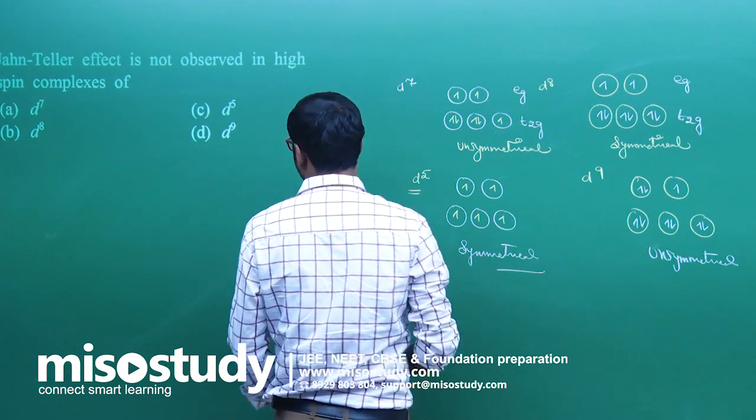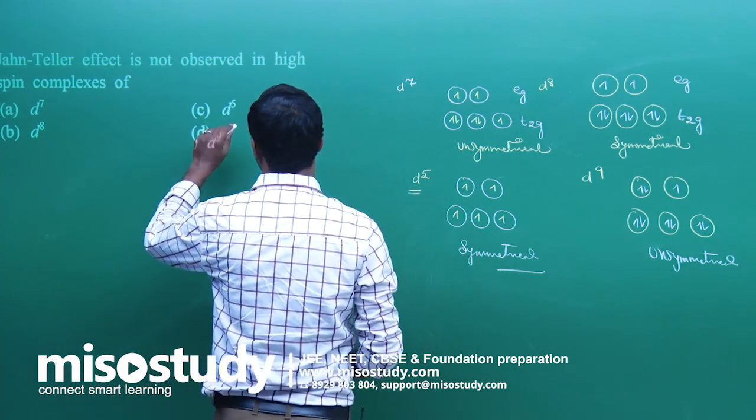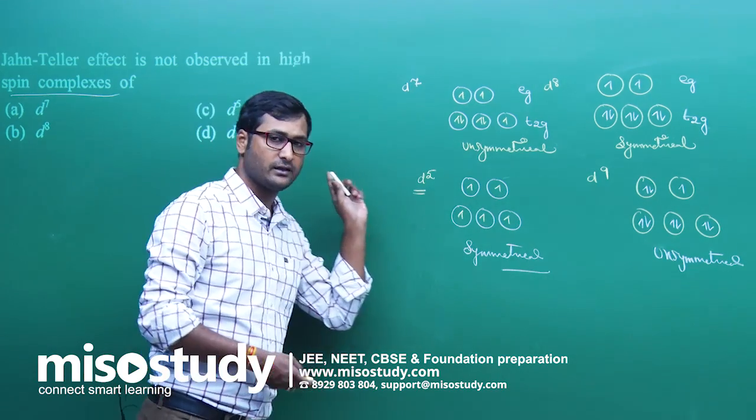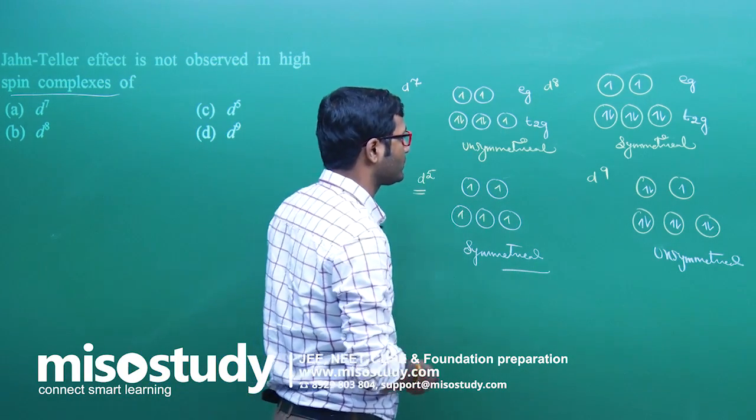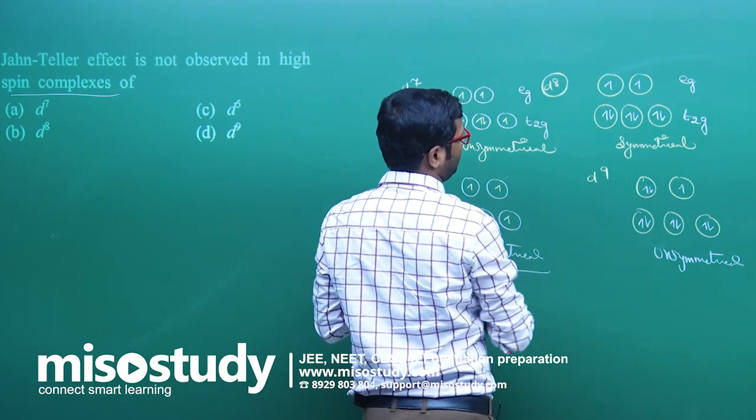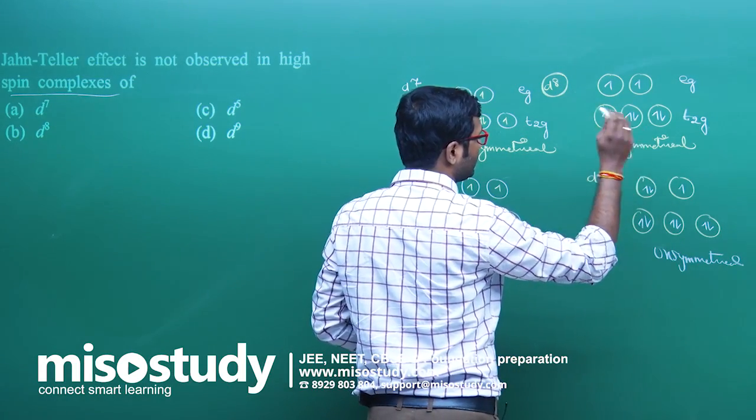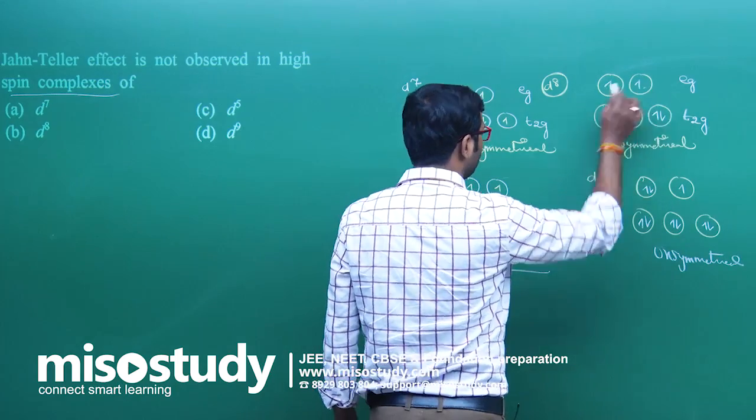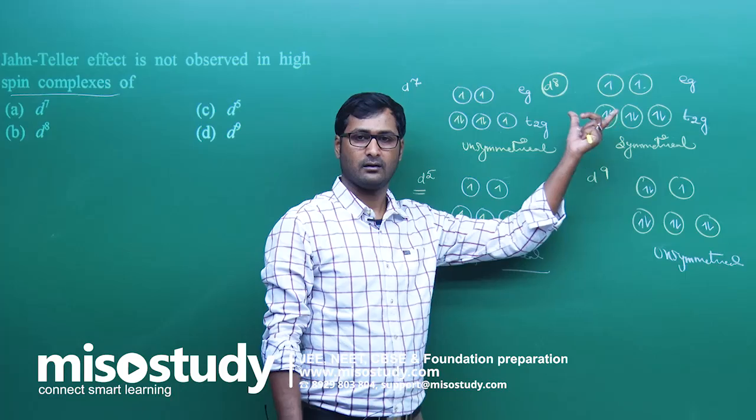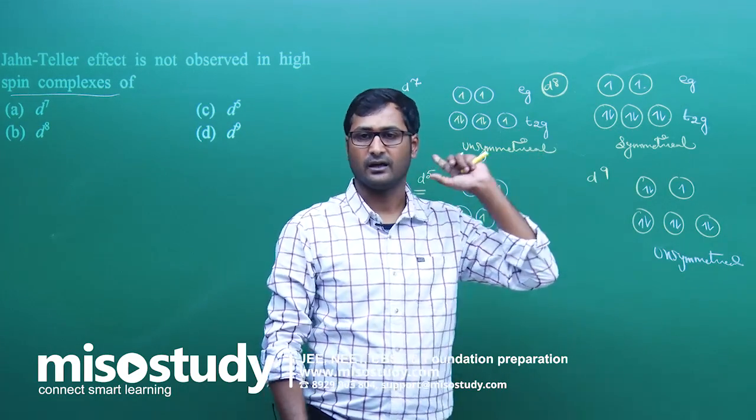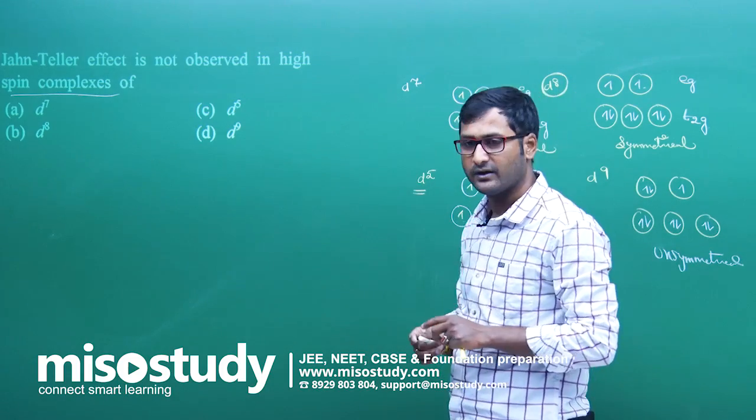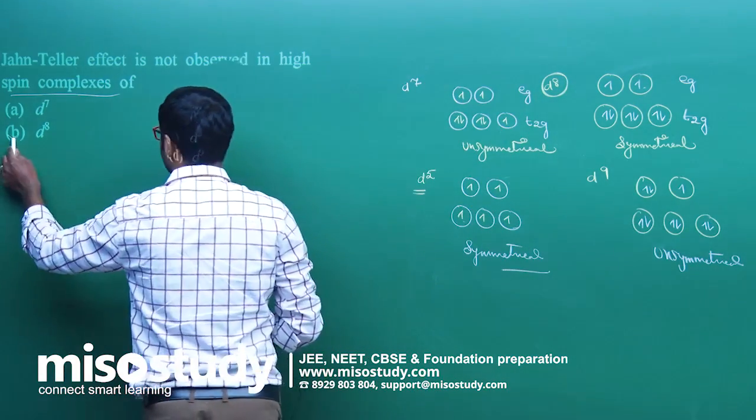Okay. Now the question is, Jahn-Teller effect is not observed in high spin complex. Jahn-Teller effect is not observed in such configuration which has symmetrical distribution as well as even distribution of degenerate orbitals: 2, 2, 4, 2, 6 and 2. Here is 3 and 2. So in that configuration, Jahn-Teller effect is not observed. Clear to you? So the answer for this question is d8.